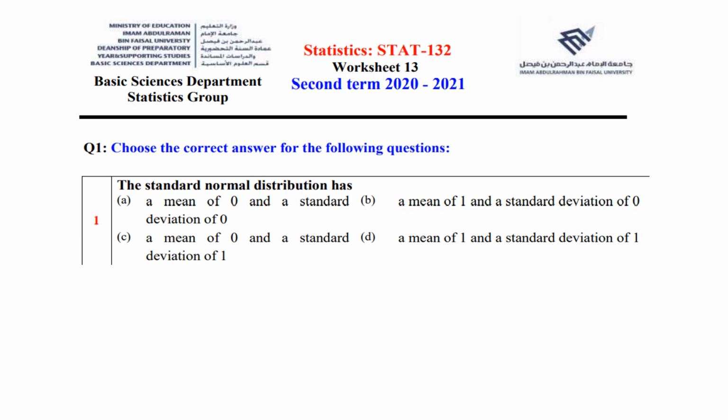Question one. Choose the correct answer for the following questions. One, standard normal distribution has, okay, a mean of 0 and standard deviation 0.